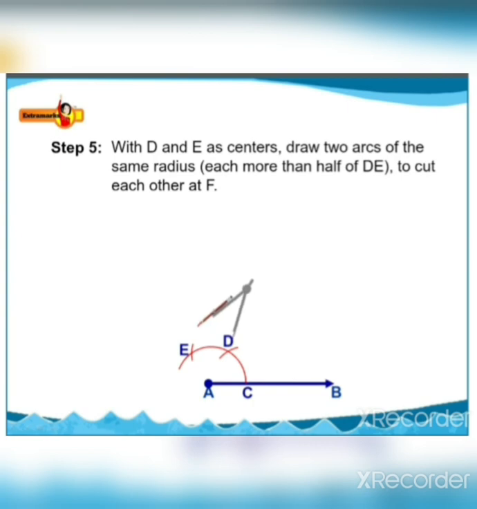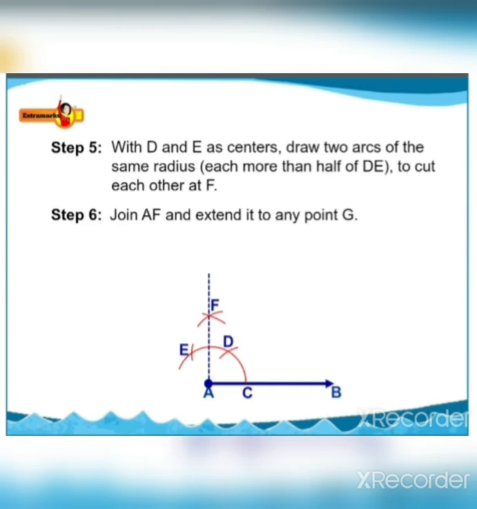With D and E as centers, draw two arcs of the same radius, each more than half of DE, to cut each other at F. Join AF and extend it to any point G. Then the angle GAB is equal to 90 degrees.